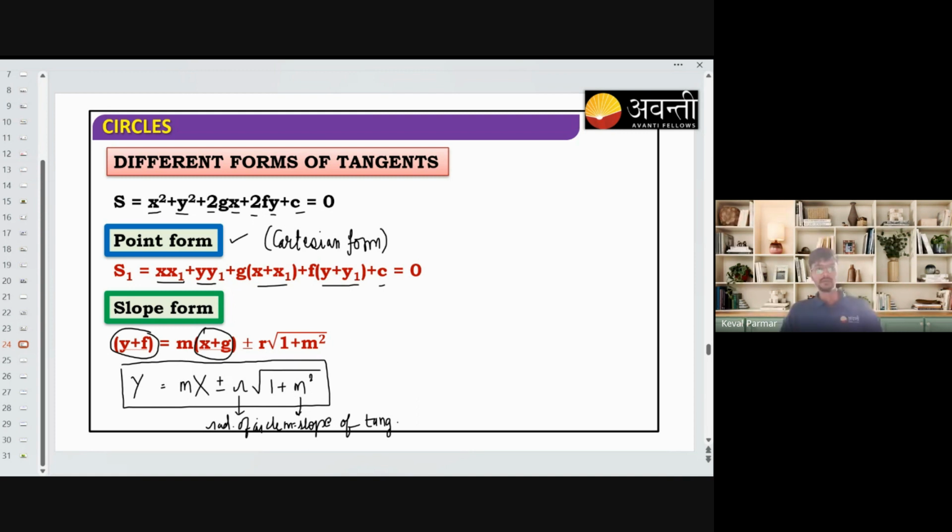Now we'll wait for others. I think their light is gone. We'll wait 2-3 minutes. I'll confirm whether they'll be coming back or not. I'll just call and ask. Till then, you can revise what we did till now from your notes, or you can see the screen and get the hang of the point form and the slope form. I'll confirm where the others are. Okay, guys, just give me a second.